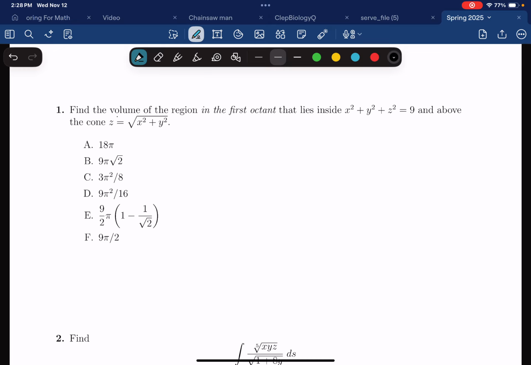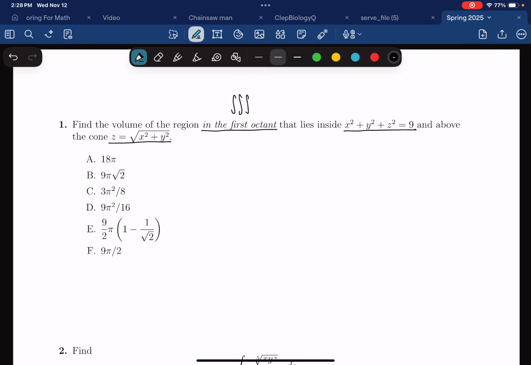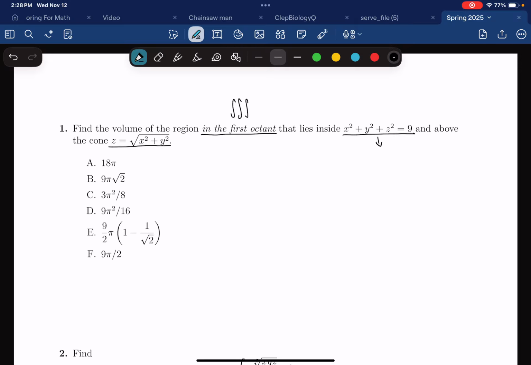Number 1, find the volume of a region in the first octant, so now I know it's going to be a triple integral, that lies inside x squared plus y squared plus z squared equals 9, and above z equals the square root of x squared plus y squared. So let's dissect this a little bit. We know that x squared plus y squared plus z squared is equal to rho squared equal to 9, which means that now we already know our rho is 3.